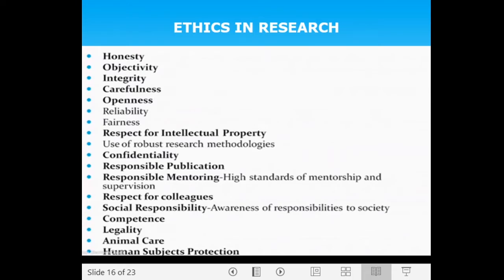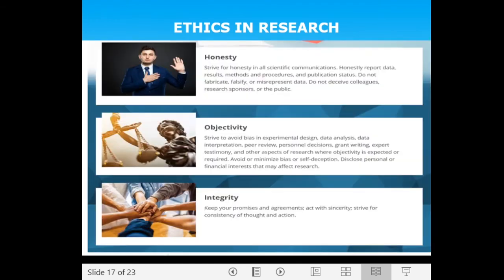So these are the common ethics in research. You have to be honest, objective, with integrity, carefulness, openness, reliability, fairness, respect for intellectual property, and confidentiality. In some questionnaires, people won't write their names. They are not willing. Even if they write their names, you should not reveal them. You should ensure that their names are not revealed in your research. Only male and female: so 50% of males said that, not this person said that. You have to maintain confidentiality and legality, animal care, and human subject protection. So these are the basic ethics in research. We will see some of the common ethics.